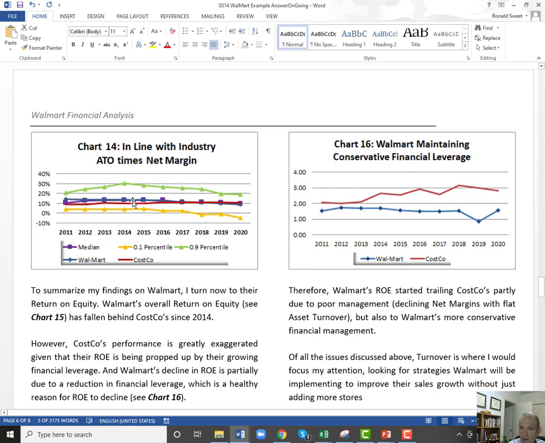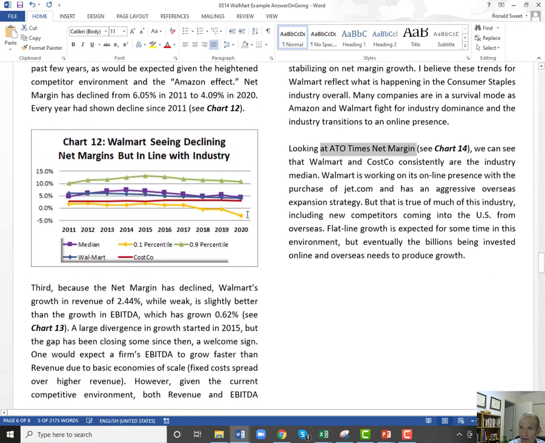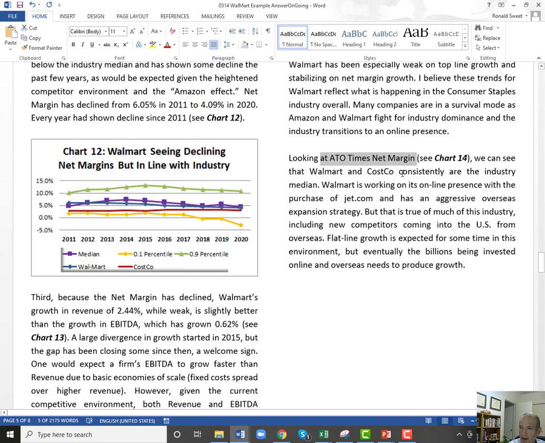You can see Walmart is right in line with the industry. You see Costco, remember Costco had tremendously great turnover, but very, very low margins. When you combine the two together, they're right in line with the industry and with Walmart. So both Walmart and Costco are right in line. They're consistently right in line with the median of the industry.